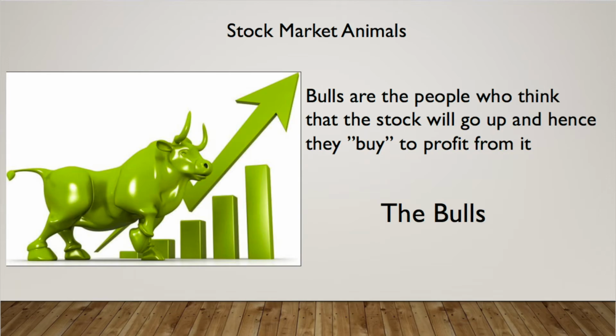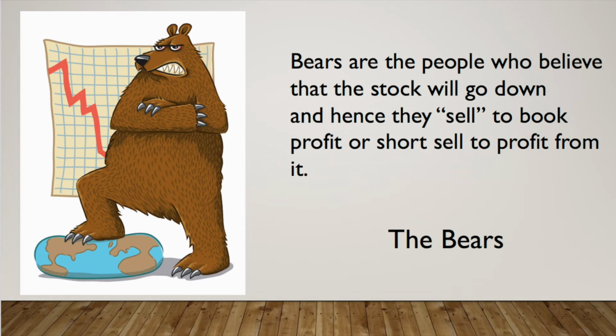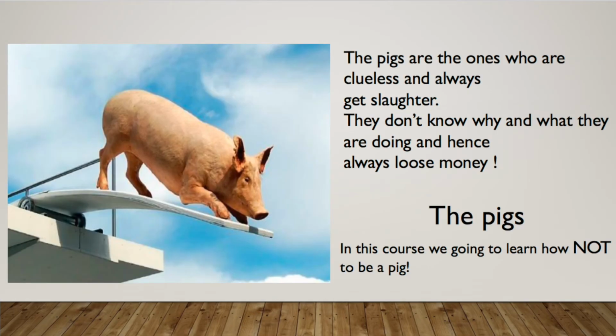There are three animals in the stock market: the bulls, the bears, and the pigs. The bulls are the people who think that the stock will go up and hence they buy to profit from it. Bears are the people who believe that the stock will go down and hence they sell to book profit or short sell to profit from it. The pigs are the ones who are clueless and always get slaughtered. They don't know why and what they are doing, and hence they always lose money. These are 95% of the traders out there that they don't know what they're doing. In this course, we're going to learn how not to be a pig.